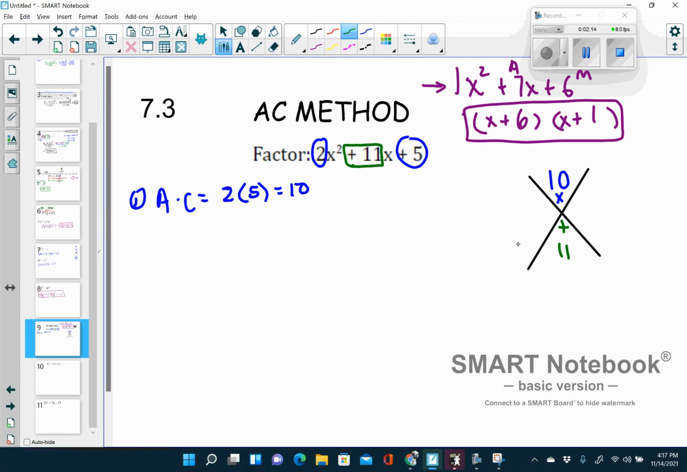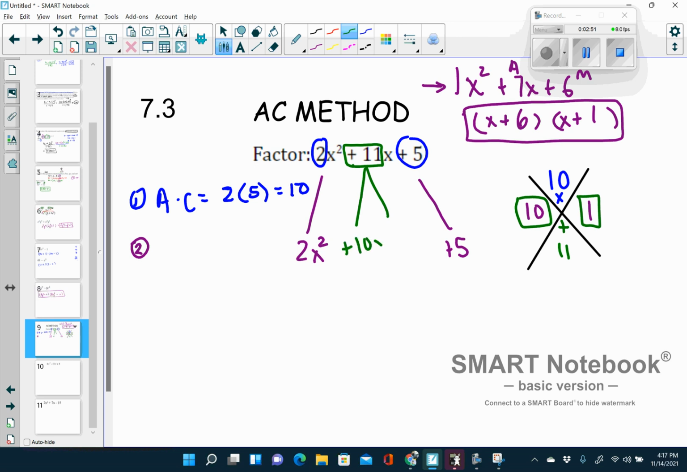So now that we found our numbers, 10 and 1, the second thing we're going to do is take your A and bring it down, which is the 2x squared, and take your C and bring it down. Then you take the middle term, 11x, and break it down into 10 and 1. They're both positive, so positive 10x plus 1x. Now we have four terms. If you were to add 10x plus 1x, you get 11x and you get back to the original, so we don't want to do that.